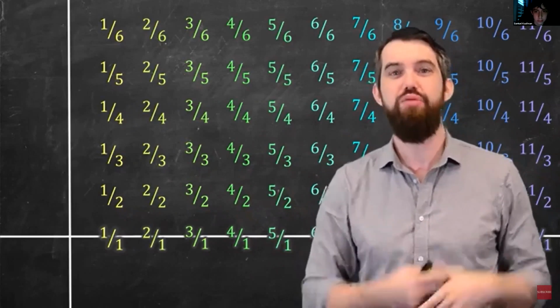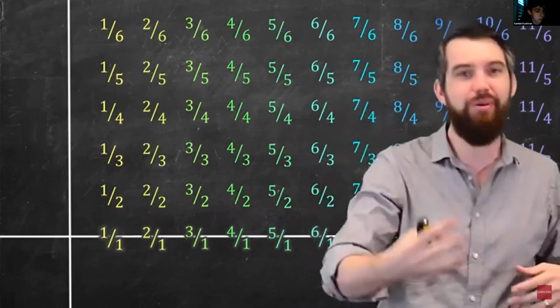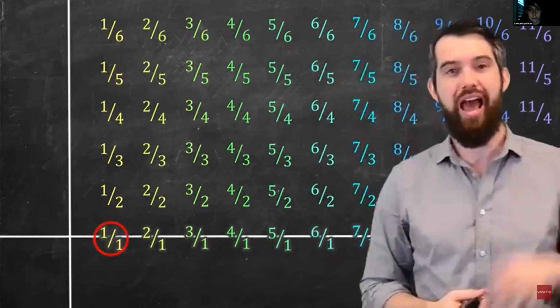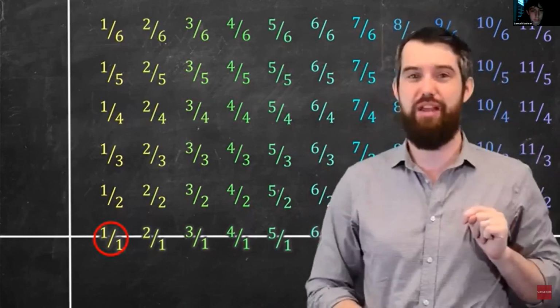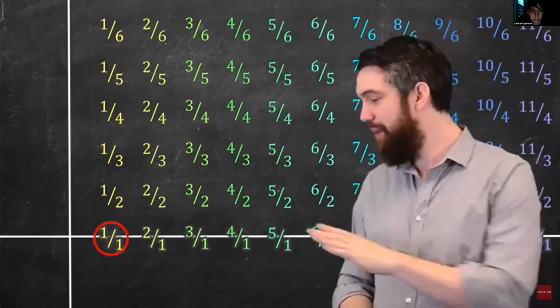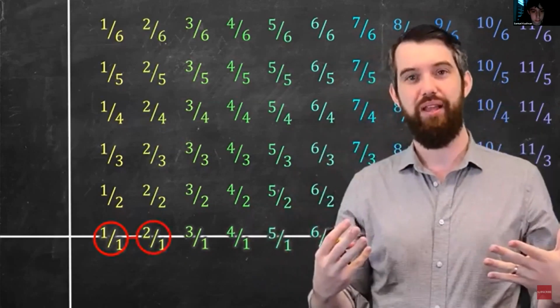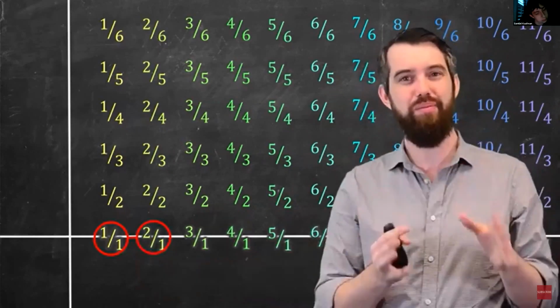I want to tell you a mechanism by which I can give you a first rational, a second rational, and a third rational. I'm going to begin right down here on the corner and look at 1 over 1. That's my first rational. Next up, I'm going to look at 2 over 1. That's my second rational.